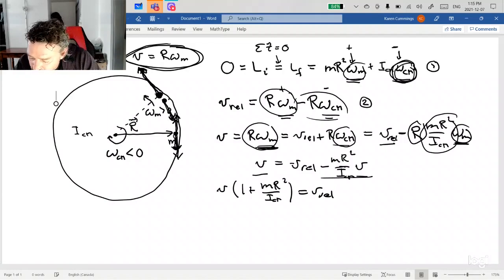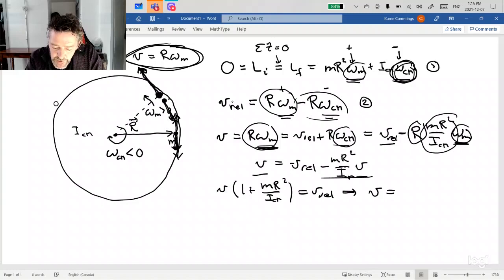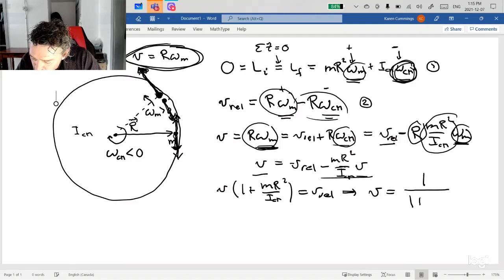Okay, and so we finally get that the speed that the person is walking at relative to the ground is proportional to the speed relative to the disk by this factor. It's 1 over 1 plus mr squared over ICM times v rel.